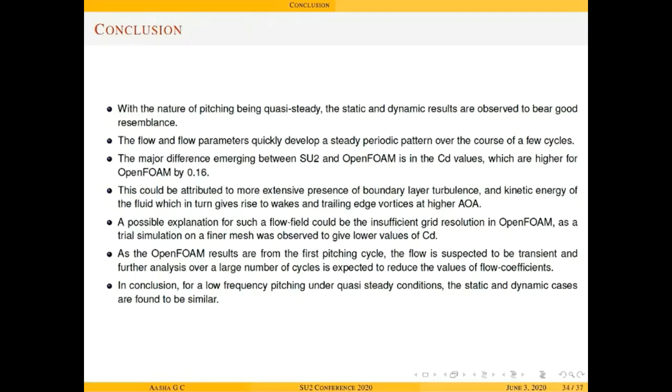There were also fluctuations observed in the drag coefficient and lift coefficient curves for OpenFOAM. These differences can be attributed to various factors like the extensive presence of boundary layer turbulence and the development of vortices in the case of OpenFOAM, which were missing in the case of SU2. Another possible reason could be the difference in grid resolution in the grids used in both softwares. As the OpenFOAM simulation was performed only on the first pitching cycle, the flow is suspected to be transient, and further analysis is aimed to be performed on a large number of cycles to reduce the values of flow coefficients and have a better agreement with the SU2 results.